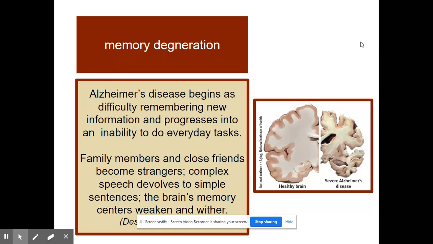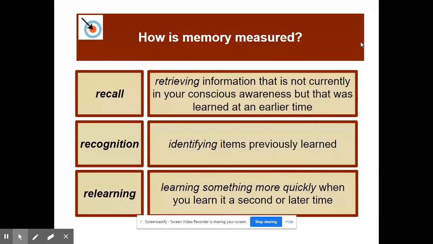So let's take a look at how we measure our memory. There are 3 ways in which we measure memory: recall, recognition, and relearning. Recall is the retrieval of information that is not currently in our conscious, but can be recalled using cues. Recognition is the identification of things that we've previously learned. And relearning is learning something quickly when it is a second or a later time.